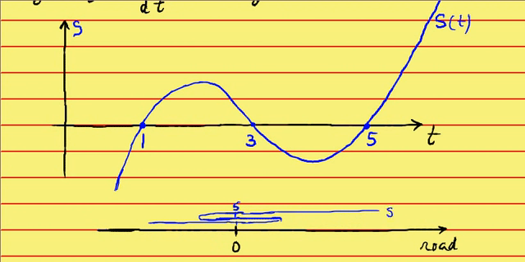Now, how would the velocity look? Velocity is the derivative of the position. So the derivative of position here is very high. That means we have a high velocity. The velocity drops because the slope is dropping. At this point, velocity becomes 0.